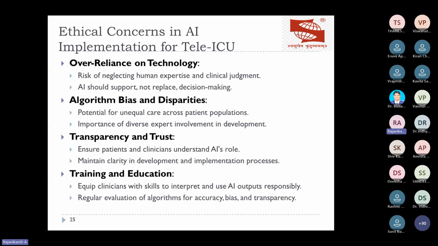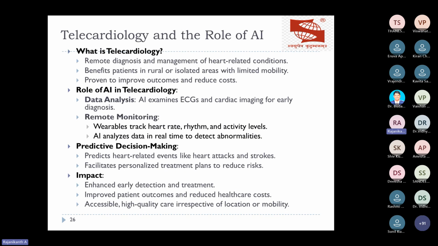Technologies will definitely experience certain challenges when they newly come, and over the time when they grow, they get the acceptance of the people. But at this moment, it is an over reliance on technology. The next, algorithm bias and disparities, as already we discussed. So it's a machine, we can guide it the way we want, so definitely a bias can be introduced. And transparency and trust is missing, and training and education is also something which already we discussed.